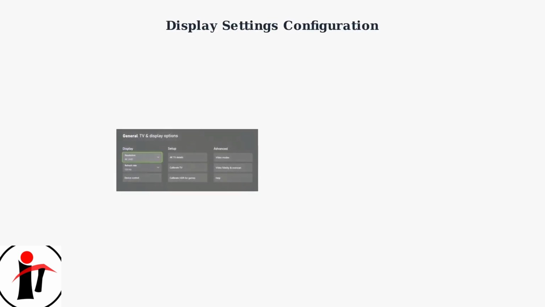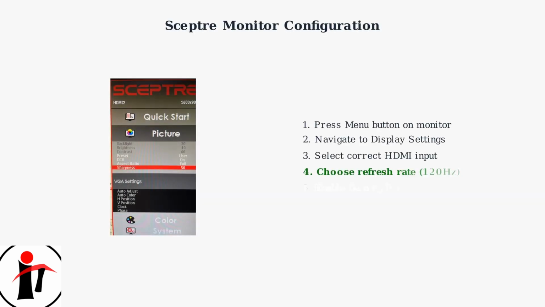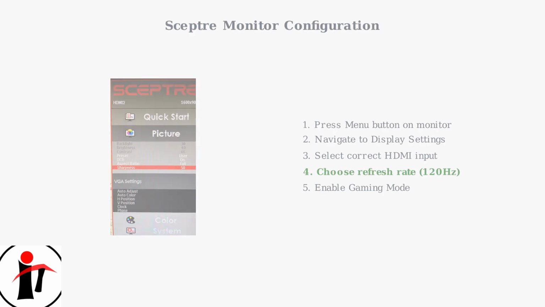Next, access the TV and display options to configure your resolution and refresh rate settings. Set your preferred resolution and ensure the refresh rate is set to 120 Hz if your monitor supports it. On your Sceptre monitor, access the on-screen display menu using the monitor buttons or remote. Navigate to Display Settings, select the correct HDMI input, and choose your desired refresh rate.